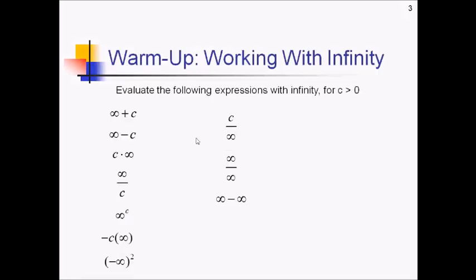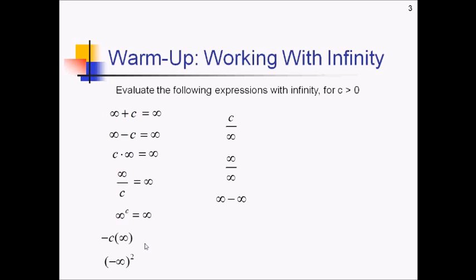For our warm-up, let's say we have some positive constant c. See if you can figure out what these expressions with infinity ought to come out to. Alright, so let's take a look at what we have here. Infinity is endlessness, so if you add a constant, subtract it, multiply it, or divide by a constant, in all of those cases, you're going to end up with just more infinity. Same thing if you take an infinity and just keep multiplying it by itself.